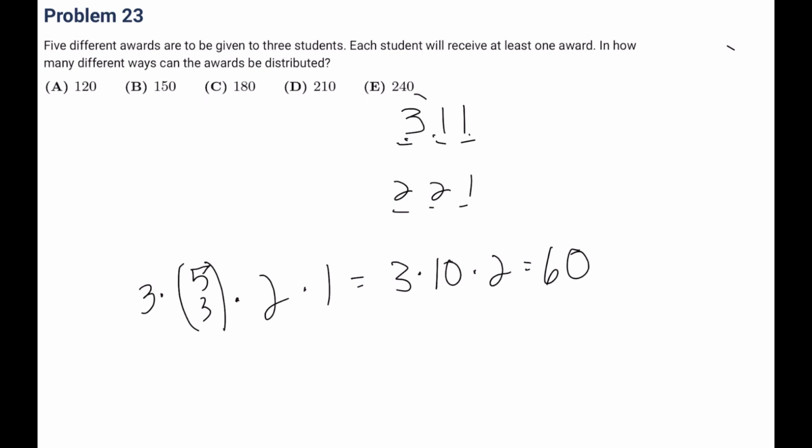And the next case is 2, 2, 1, where 2 of the students receive 2 awards and 1 of the students receives 1 award.